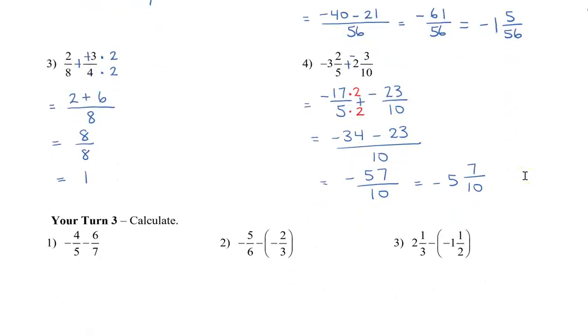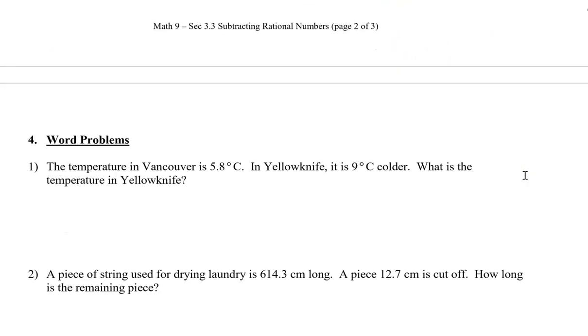All right, to finish off this lesson, let's do a word problem here. So the temperature in Vancouver is 5.8 degrees Celsius. In Yellowknife, it is 9 degrees Celsius colder, which means that it's going to be more negative. So what is the temperature in Yellowknife? So we know that the temperature in Vancouver is 5.8. And to find the temperature in Yellowknife, it is 9 degrees colder. So colder means that we're going to subtract. So we have our 9 and our 5.8. So we're going to go 5.8 minus 9, and then that will give us our answer.